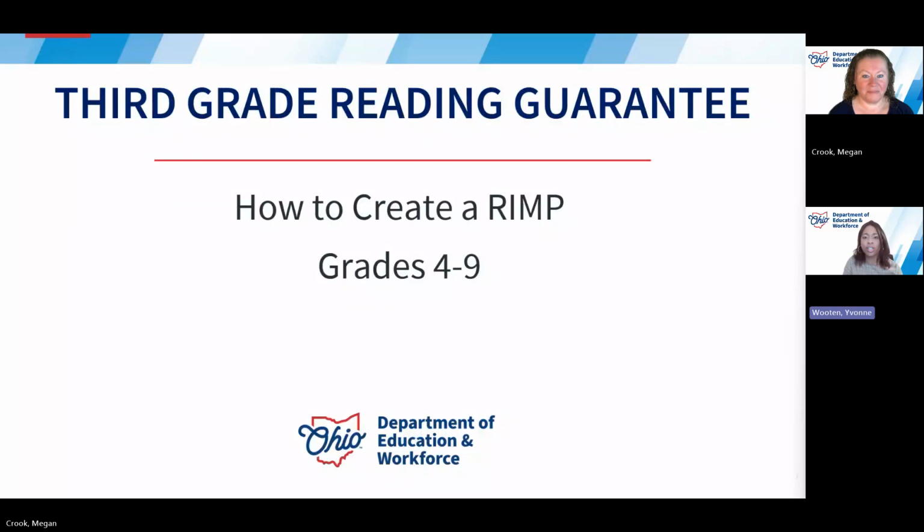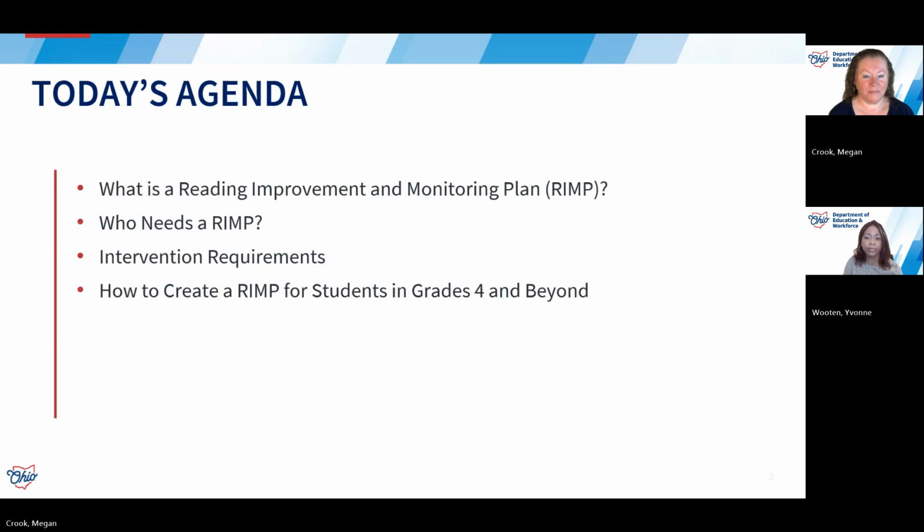Welcome to our presentation on the third grade reading guarantee, focusing on how to create a reading improvement and monitoring plan for grades 4 through 9. Today, we'll be discussing the key components of a reading improvement and monitoring plan, commonly known as a RIMP, who needs a RIMP in grades 4 through 9, intervention requirements, as well as a walkthrough of how to create a RIMP for students in grades 4 through 9.